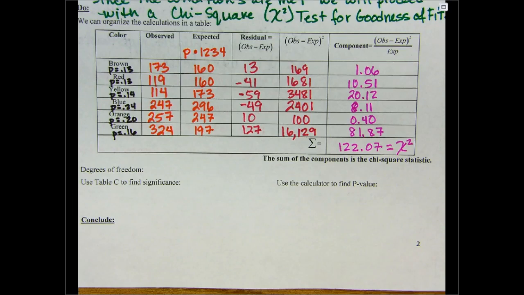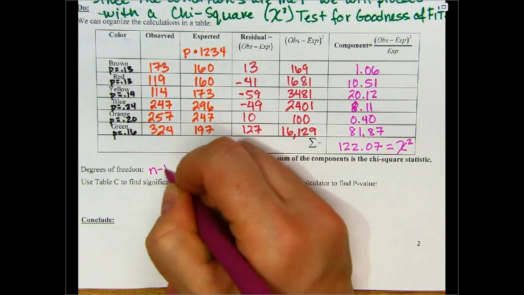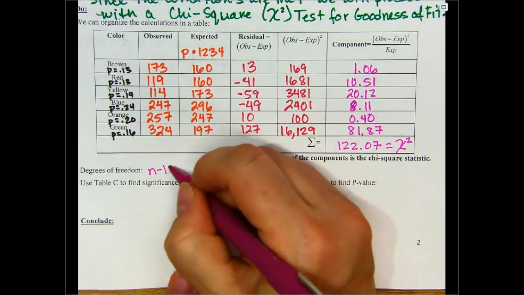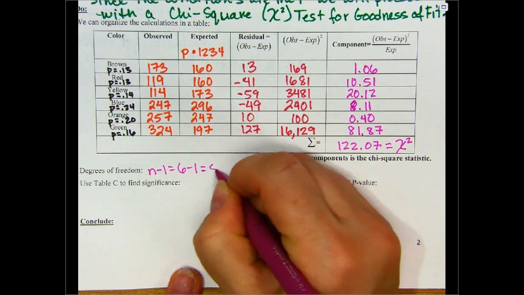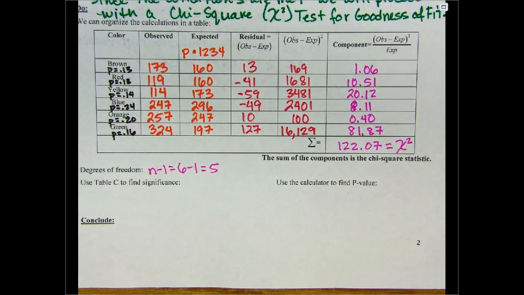Okay, so degrees of freedom. Let's see if you were paying attention to the first part of our notes. What is the degree of freedom for this problem? Hopefully you answered. It's n minus 1. The number of our categories is 6, so it's 6 minus 1, so our degree of freedom is 5. We want to use table C to find the probability, to find the significance.